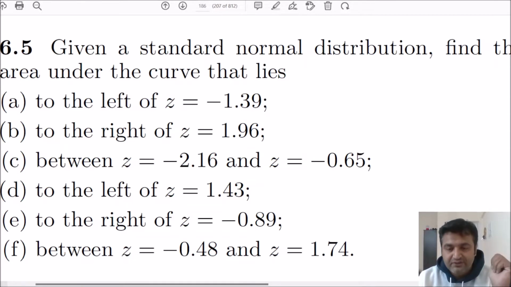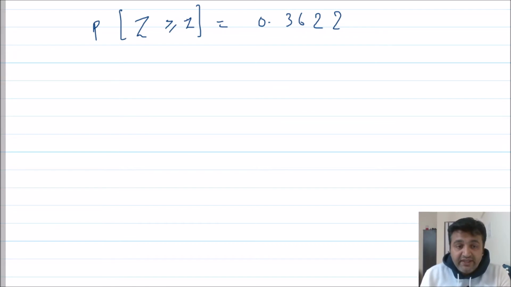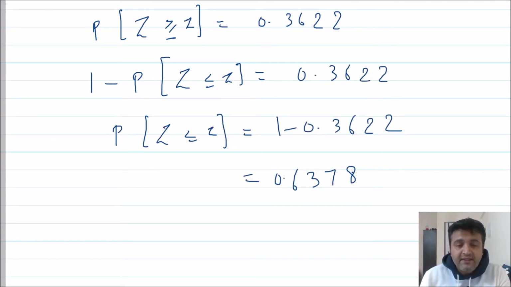Now let's go for the second question. Here the question is, you have to find the value of z so that the area under a standard normal curve to the right of z is 0.3622. Because this is given to the right, we know that this is nothing but 1 minus probability capital Z less equal small z equals 0.3622. So probability Z less equal z is 1 minus 0.3622, which on subtraction gives 0.6378.